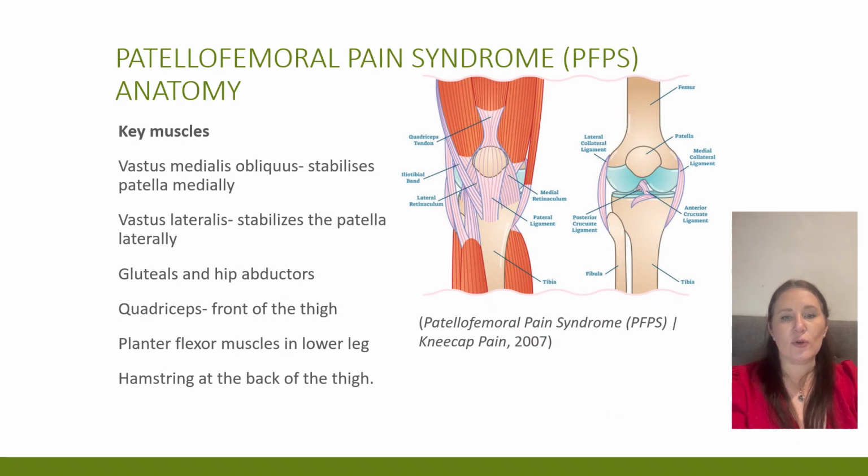The key muscles involved in patellofemoral syndrome are the vastus medialis obliquus, which stabilizes the patella medially, so across; the vastus lateralis, which stabilizes the patella laterally, so up and down in its position. Gluteals and hip abductors also help to keep everything in alignment. The quadriceps at the front of the thighs also assist in stabilizing the area. The plantar flexor muscles in the lower leg help to keep everything aligned and balanced, and the hamstring at the back of the thigh is also part of issues that can arise from patellofemoral pain syndrome.